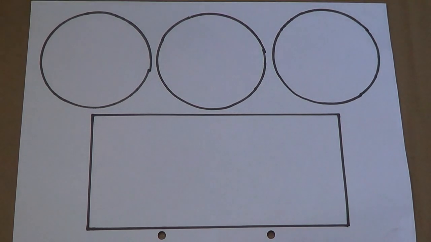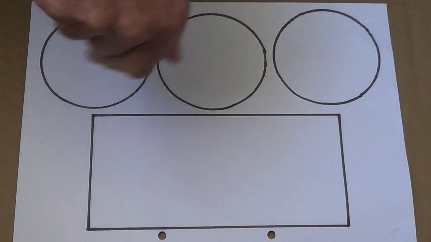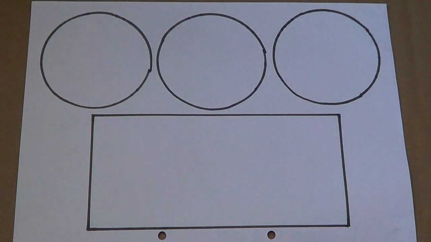You see before you a very simple template. It has 1, 2, 3 circles and a rectangle. I'm going to use it to show you how to teach a 5-year-old who can count, how to add, subtract, multiply and divide in about 10 minutes. This should be of interest to teachers, parents and grandparents. So let's get started.